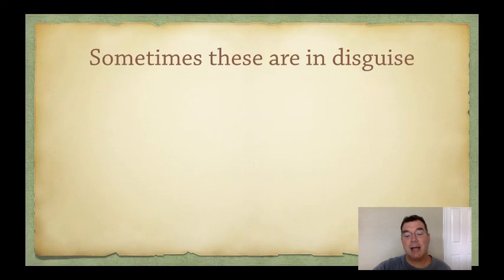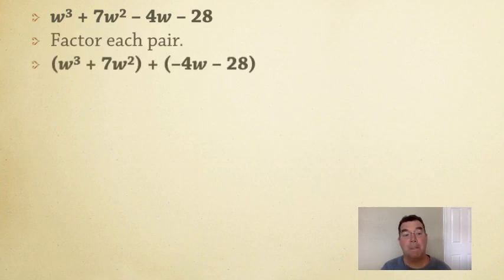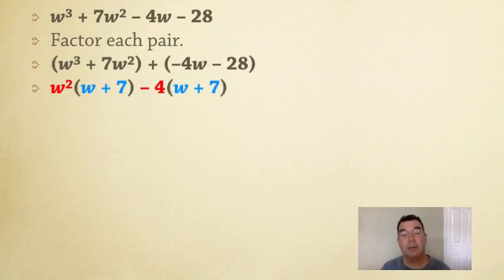Sometimes these can be in disguise. You'll see things being subtracted that don't look like perfect squares, but that means that we may have to do a little bit of work first. All right, so let's say I have w to the third plus 7w squared minus 4w minus 28. Well, what I can do is factor each pair. For the first pair, I can factor out a w squared, leaving me with w plus 7 in parentheses. And from the second pair, I can factor out a negative 4, leaving me with w plus 7 in parentheses.